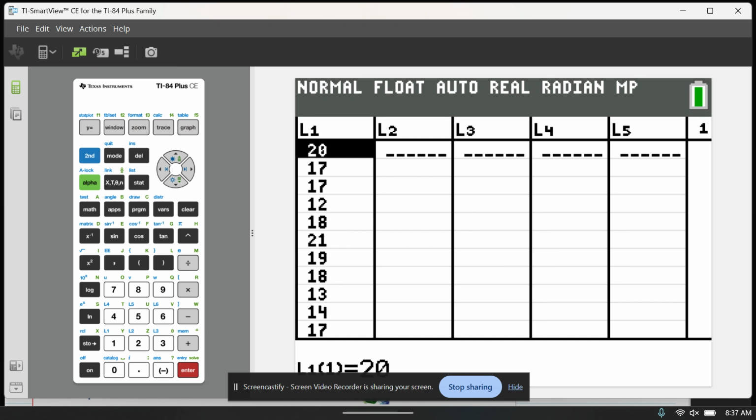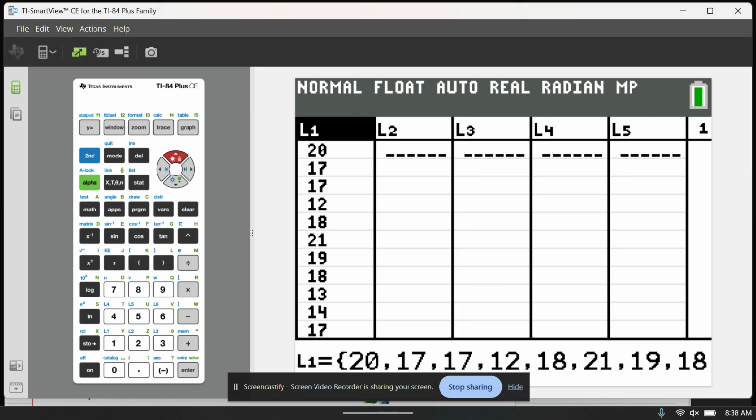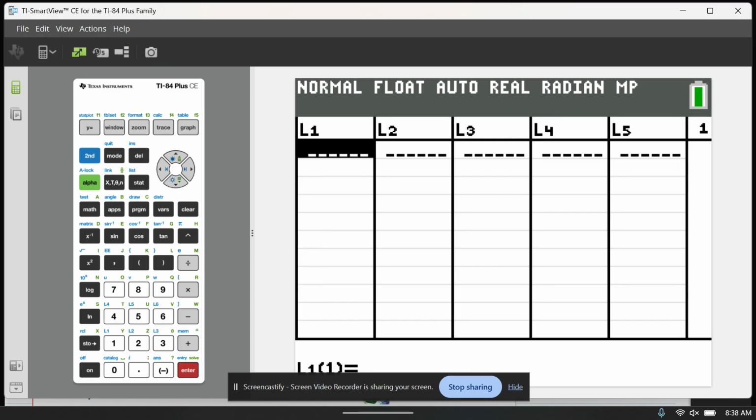So hit the stat button and enter, and that should get you there. Stat is right there beside the circle. Then just hit enter to go to edit. Now to clear out a list, if you have stuff in there, you can press the up arrow until L1 or L2, whichever one you need to clear, is highlighted, and then hit clear and enter, and it'll dump that whole list out. So you don't have to delete each one individually.